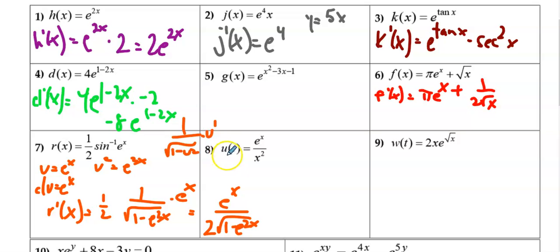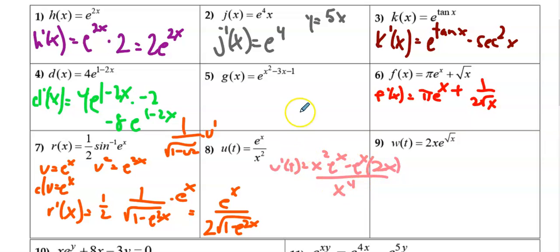For question number 8, we would actually use the quotient rule on this one, right? Or you could rewrite it as x to the negative 2, but why not just keep it as simple as possible and use the quotient rule, in my opinion, for this particular problem. So when we do the quotient rule for this one, u prime of t is going to be equal to your denominator times the derivative of your numerator. That's awesome. Minus your numerator times the derivative of your denominator, all over your denominator squared.